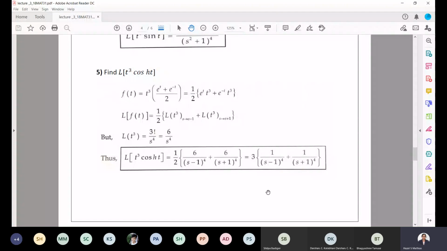You have to send this. You have to keep writing. Whenever I give problems, you treat that as an assignment and start writing in your book or on a paper. So whenever I ask you all to submit the assignment, you need to submit. So this is one problem. You have to solve this using the t power n into f of t property. I have solved this using the e power at into f of t property. Is it okay, everybody?